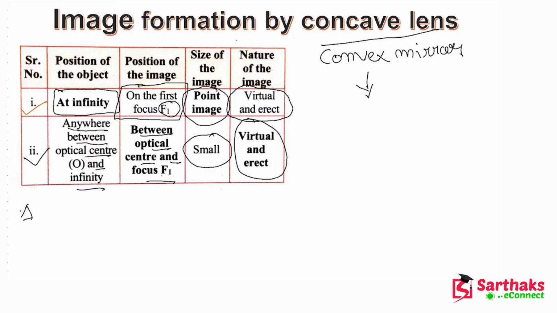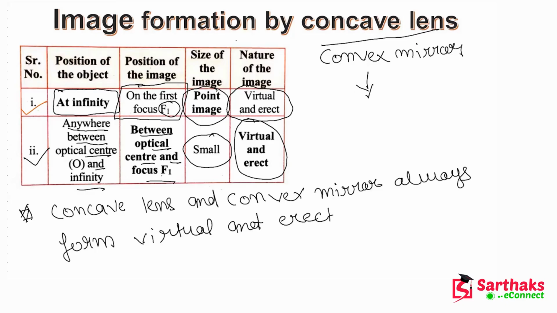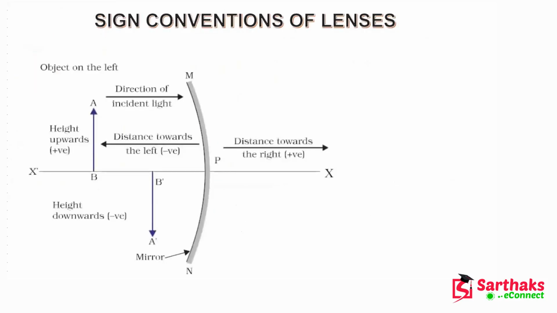So a concave lens and a convex mirror always form virtual and erect images. Let me write it here for you. Concave lens and convex mirror always form virtual and erect images. So I hope, guys, you got my point. Now let's move on to the next slide and see what is there for us.